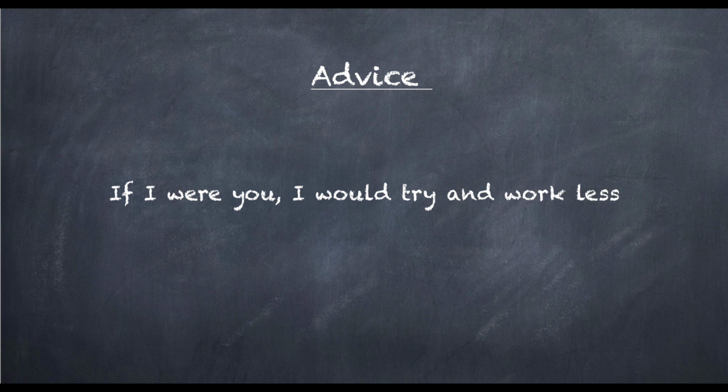We can also use second conditional to give advice. For example, if I were you, I would try and work less. Notice here how I'm using were. In the second conditional, we use were for every subject, which might seem a little bit strange. This is to do with the subjunctive mood. So just remember, when you're using second conditional, use were for all subjects. Don't be tempted to use was, because grammatically it's not correct. Even though people do use was, it's better to use were.